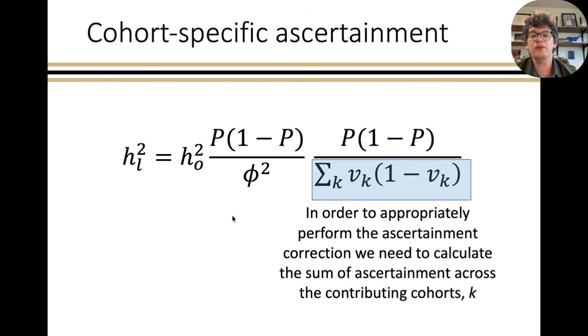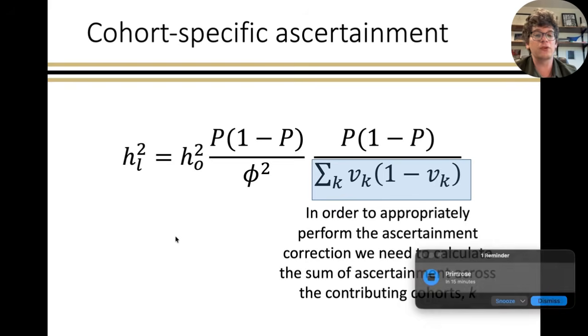So here what I'm showing is that same equation, but with the update to show that we're looking at the sample prevalence v with this sub k now in the equation, where we're looking at the specific level of ascertainment within each cohort k and summing across those to get an accurate ascertainment correction within this larger liability scale correction equation.